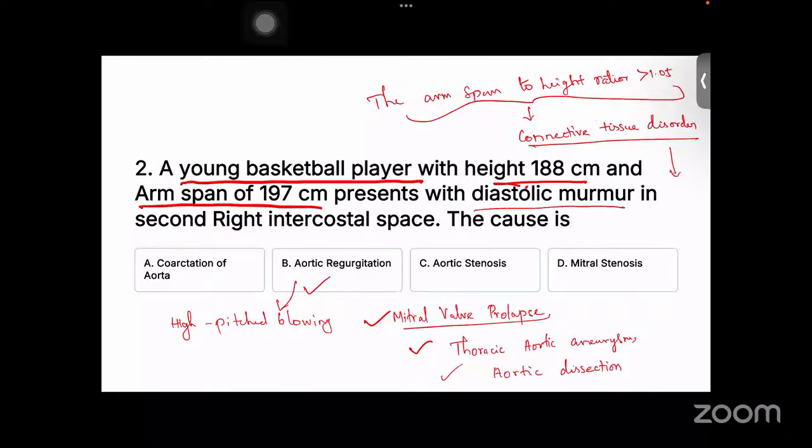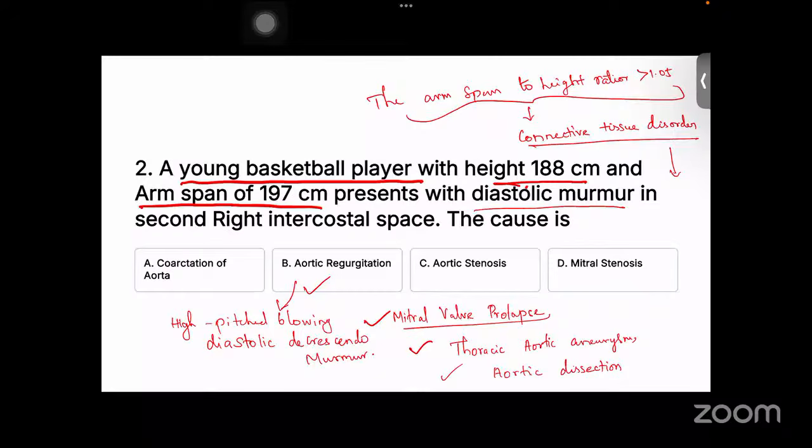You will see the high-pitched blowing diastolic decrescendo murmur. I hope my handwriting is not confusing you. Can you see it clearly? I hope I'm writing a little legibly.